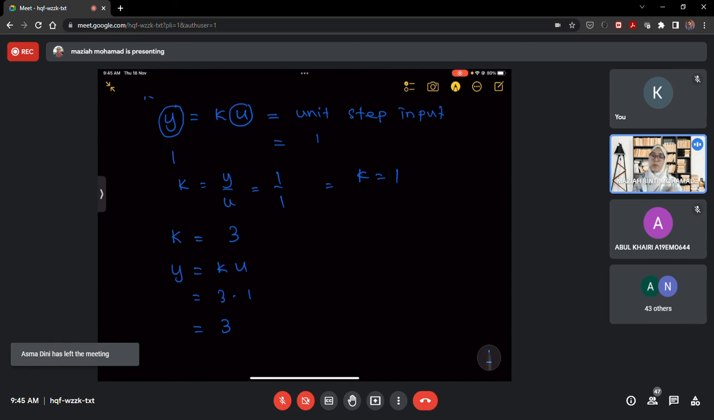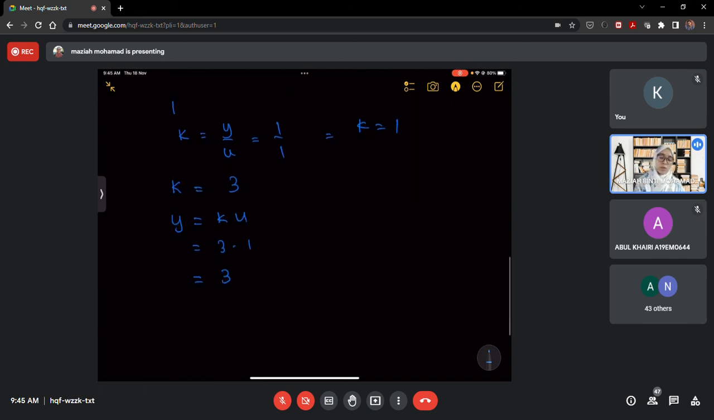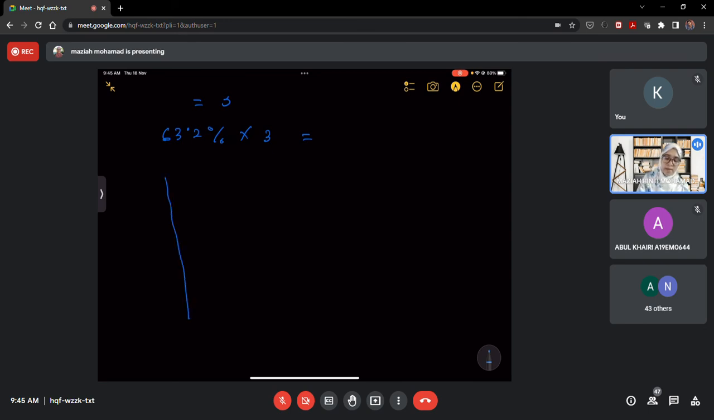If the final value we reach is 3, then 63.2% multiplied by 3, how much is that? 1.8 something maybe. So the value at the time constant will not be 0.632 anymore. It will be 63.2% of the final value, which is 3. So we can see the effect of K by plotting the graph.